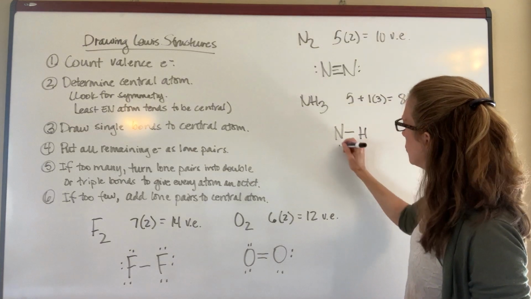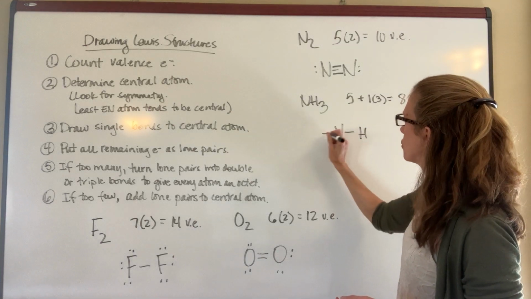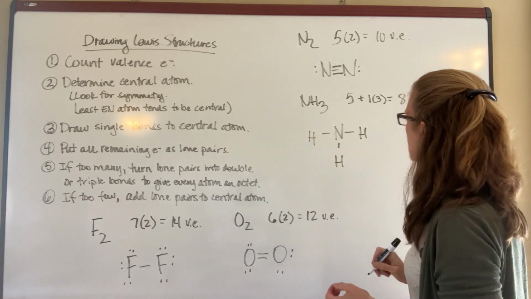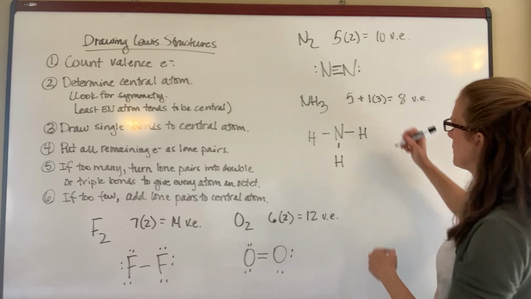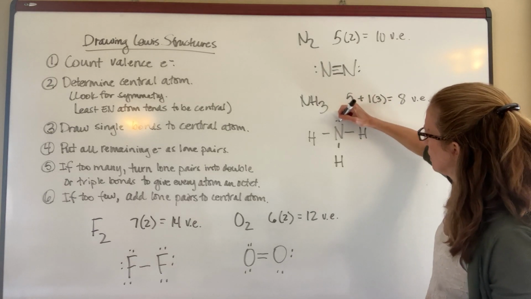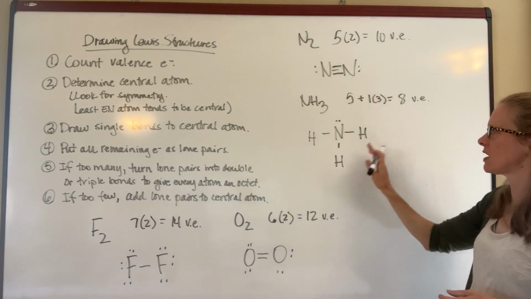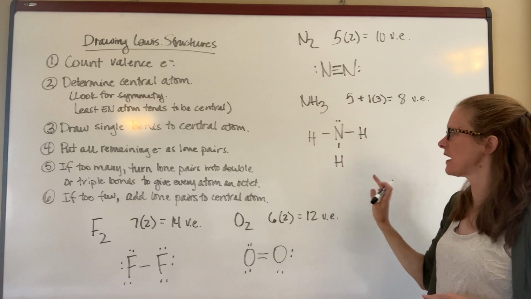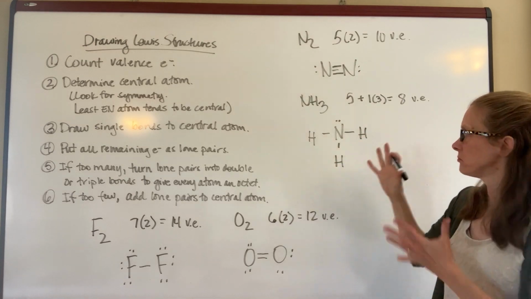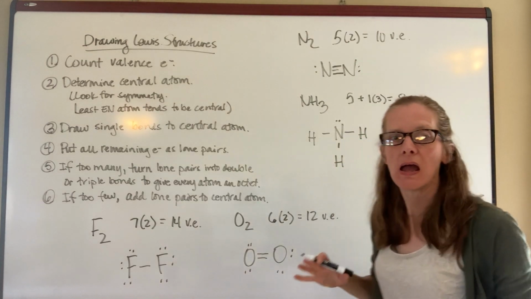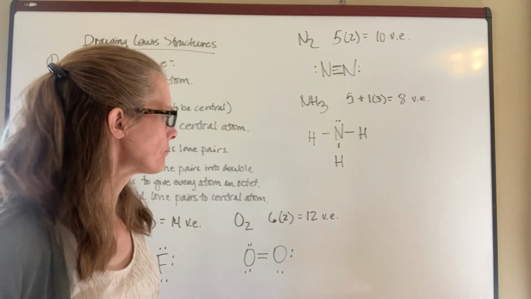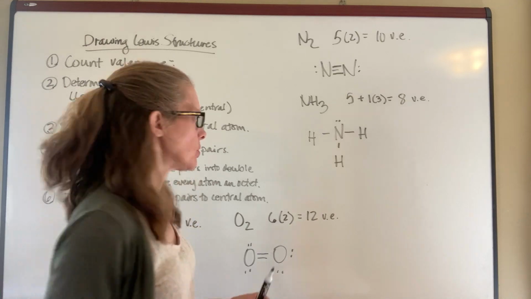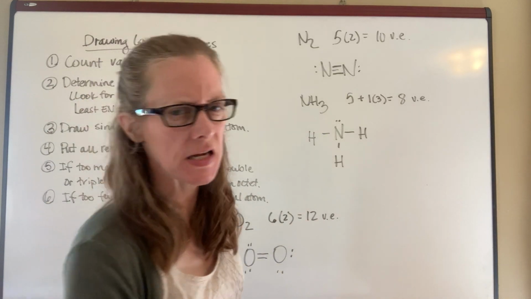So there's 2 electrons, there's 4 electrons, there's 6 electrons, and I'm going to put the remaining one as lone pairs. So there's 8 valence electrons. The nitrogen has an octet. Each hydrogen has 2. Everybody's happy. So again, ammonia is a relatively simple one. All right, let's look at COCl2.